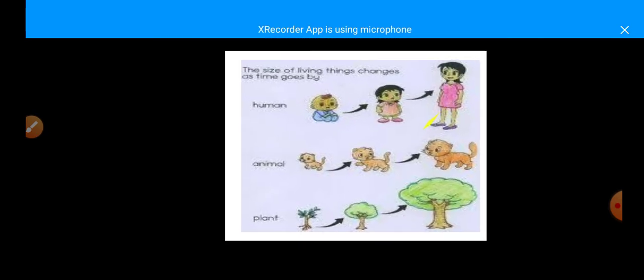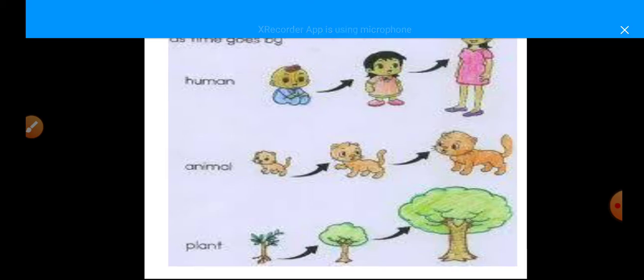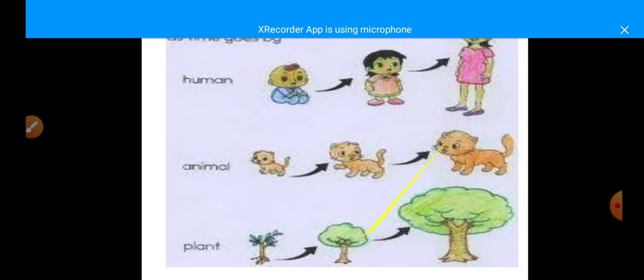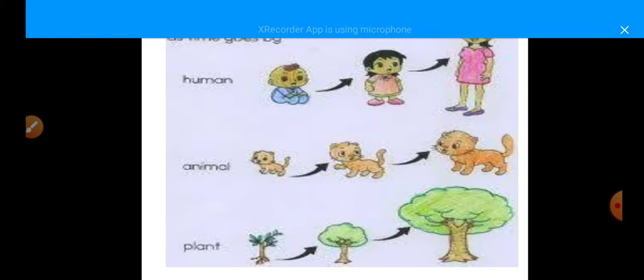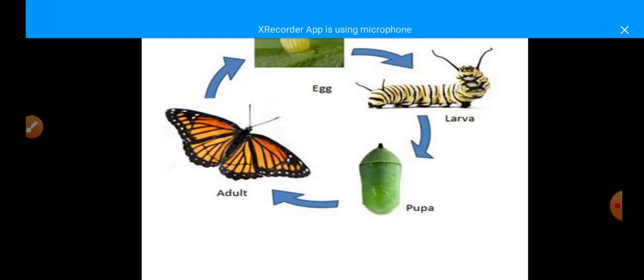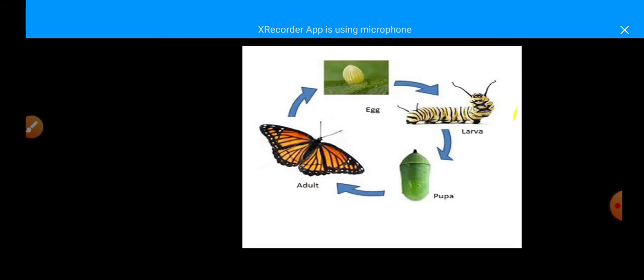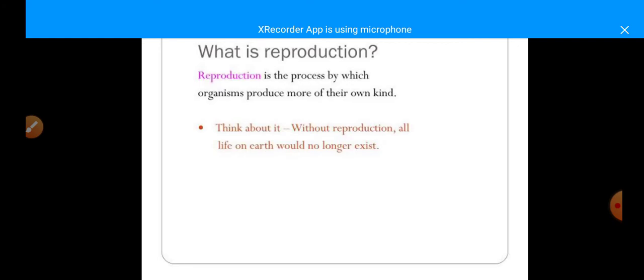Another thing is that all living things grow. We can see in this picture a baby growing to a young girl and to a woman. We can see an animal, I think it's a cat, growing from one level to another, and we can see a plant growing until it becomes a big tree. This is the growth process of a butterfly. Egg to larva, larva to pupa, pupa to imago, which we call the full-grown butterfly. So all living things grow.